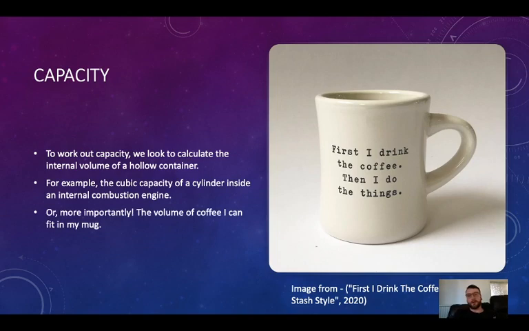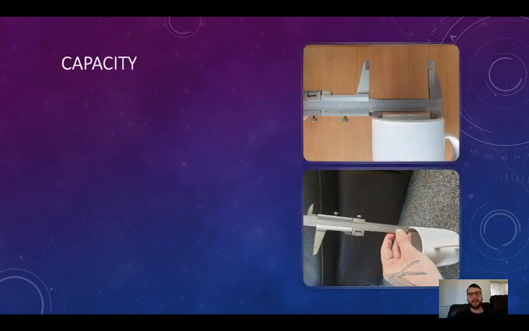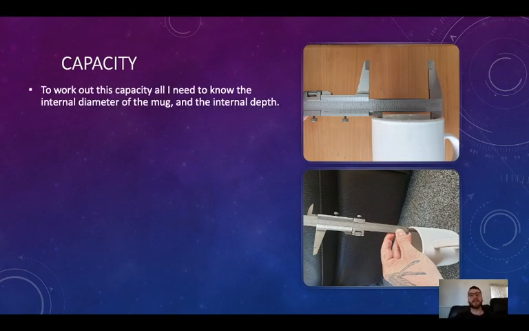So, more importantly, the volume of coffee I can fit in my mug. As you can see by the pictures, I measured a mug. I got my vernier out of my toolbox and I measured one of my mugs. To work out the capacity, all you need to know is the internal diameter and the internal depth. So essentially you're working out a cylinder that doesn't exist. It's the volume of a cylinder that isn't there. It's the hollowed out part of the mug to work out how much coffee you can put in it. The diameter of this was 74mm and the depth is 92mm.